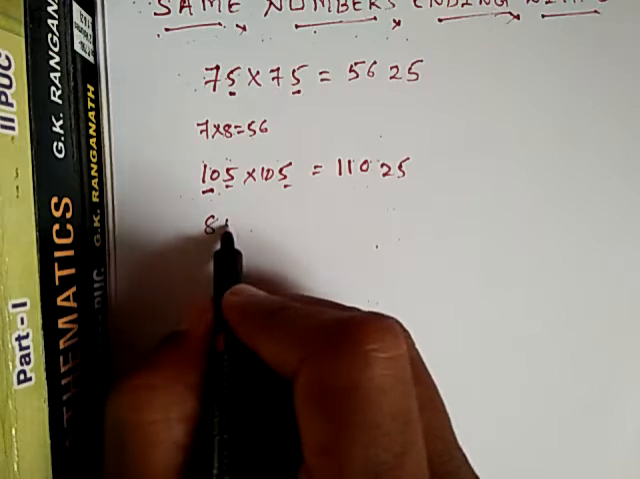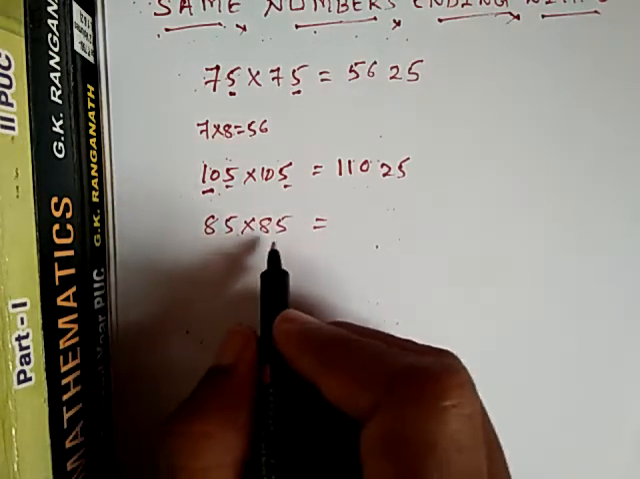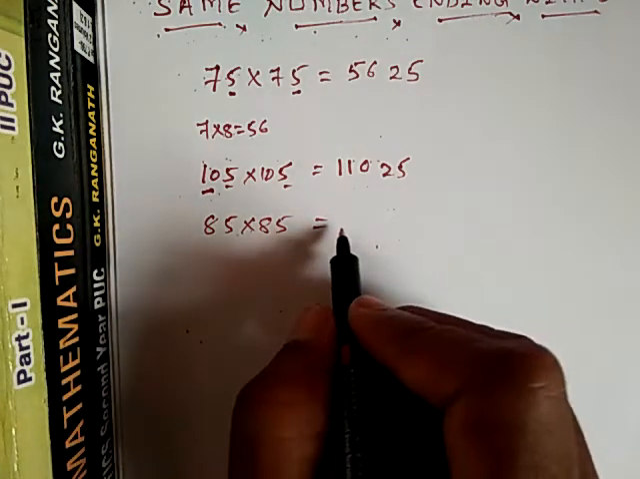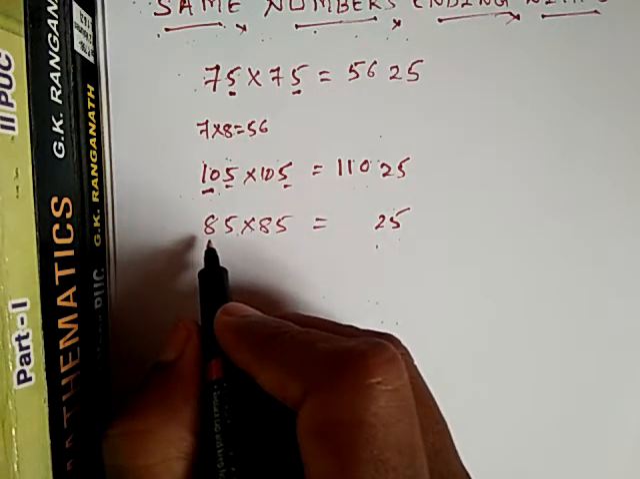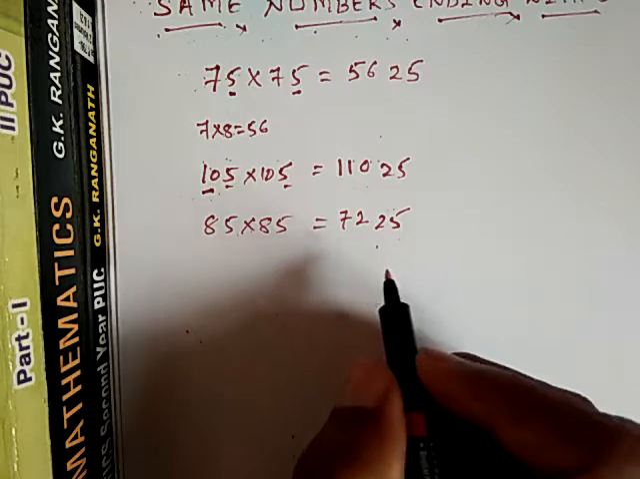So next you can take 85 into 85. Both the numbers are ending with 5, so same numbers will be there. You should not take different numbers. So here will be 25. 8 is there. The next number after 8 is 9. So 8 nines are 72. So 7225 is the answer.